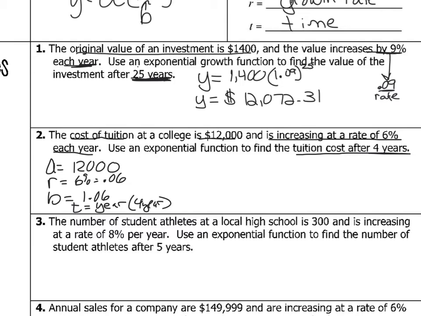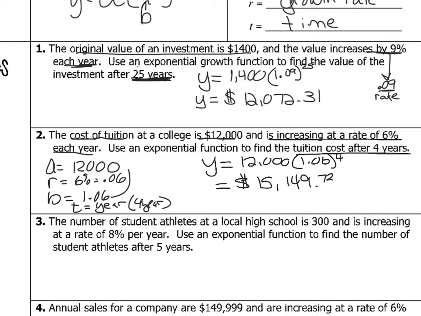So our equation is going to be y equals our initial times our factor, which is 1 plus our rate, so 1.06, to the 4th power, because we want to find it for 4 years. So when you plug that in, you're going to get 15,149.72. So this is what the tuition will be.